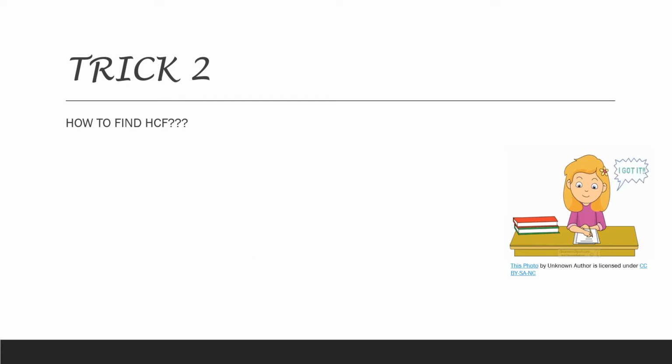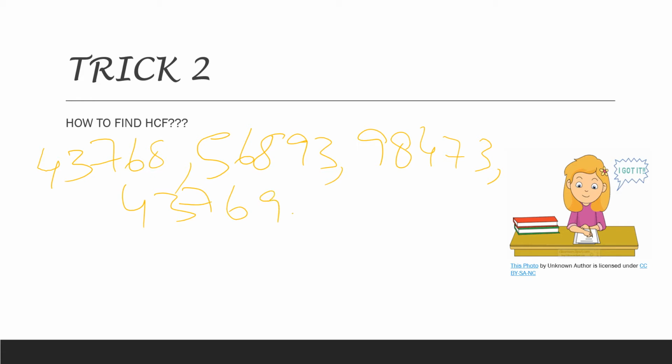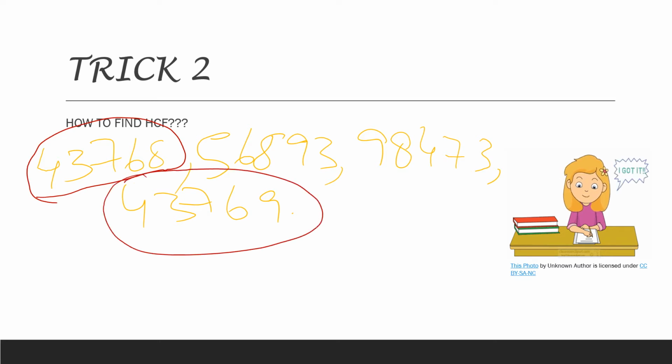The numbers would be 43768, 56893984, 73, 43769. Now we have to take the numbers which are nearest to each other. In this example, we can see the numbers 43768 and 43769 are the closest ones. Now we'll have to take the difference between them, and the difference between these two is 1. And that's your HCF of all these numbers. Hope it's easy, and let's move on to the third trick.